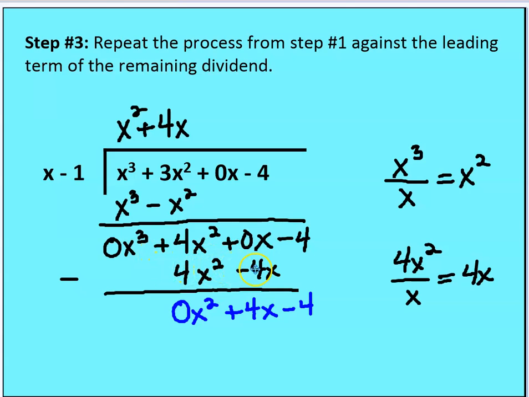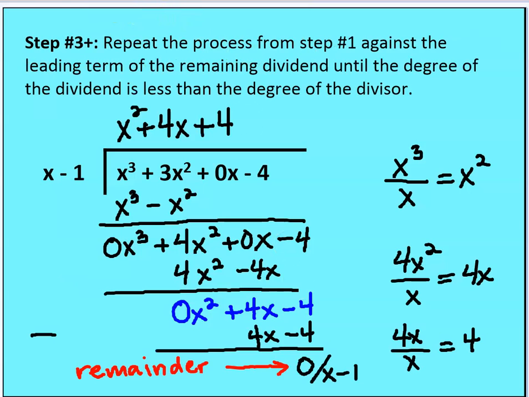So we get 4x squared minus 4x. We're going to subtract these values. We end up with 0x squared minus a minus 4x, which is plus 4x. Minus 4 minus 0 is minus 4. All right, and then we're going to do this step again.